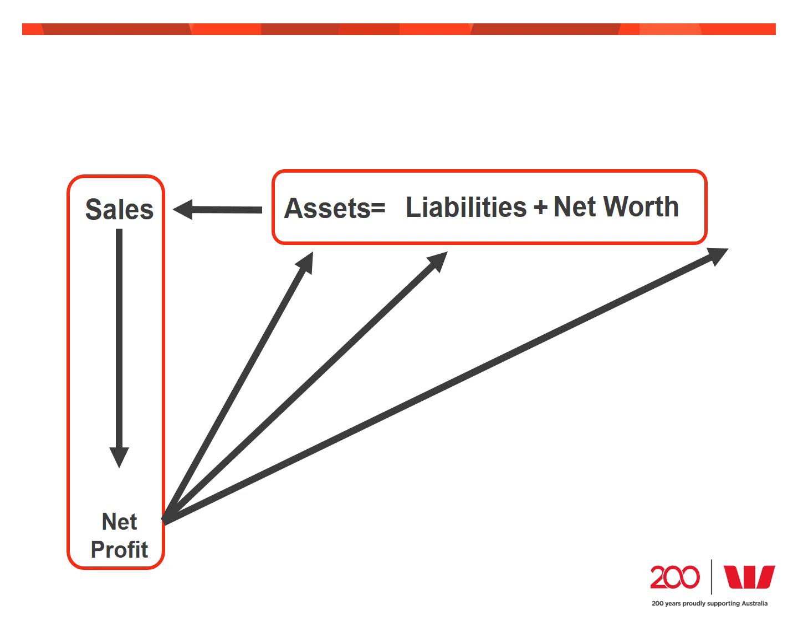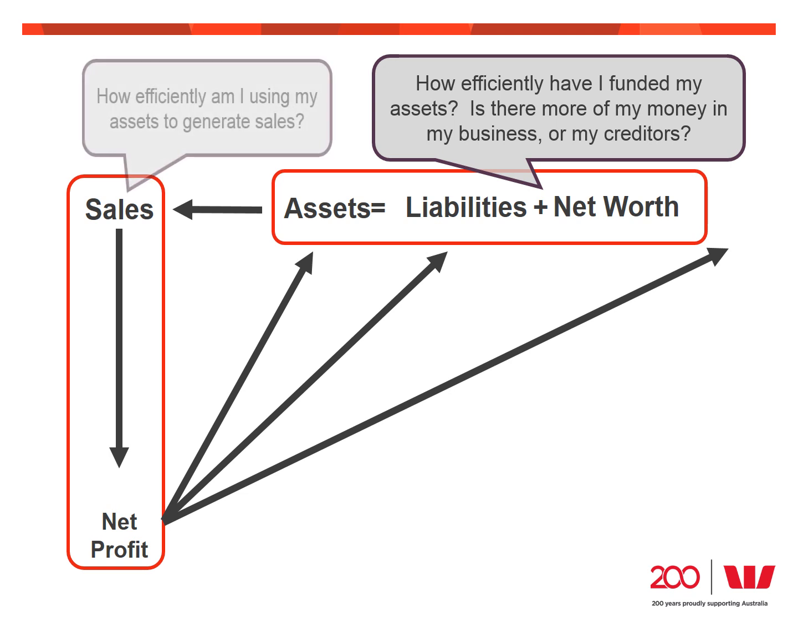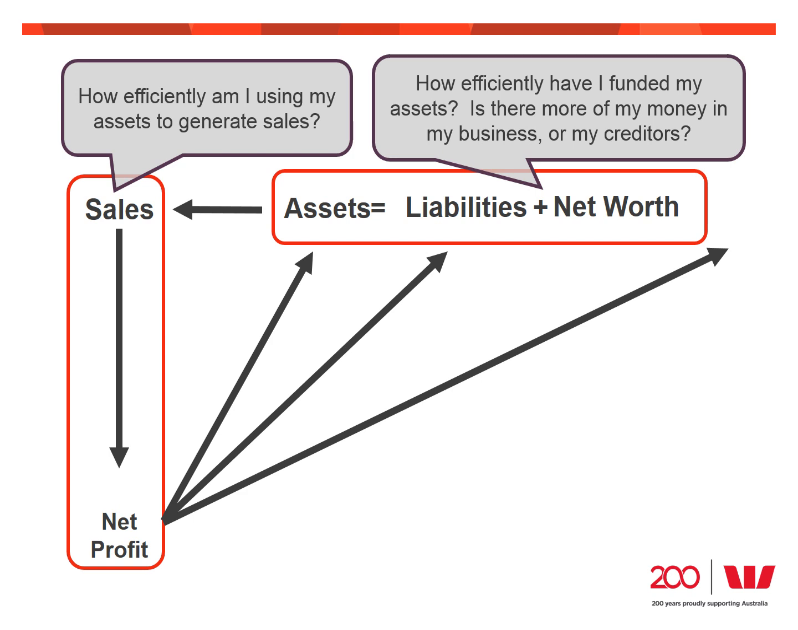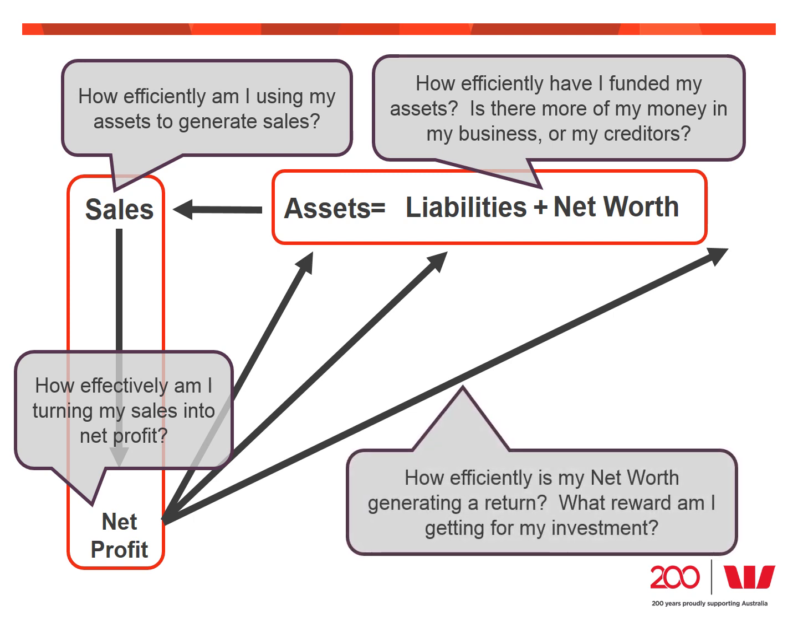So to measure how efficiently our financial operating cycle is turning over, we want to look at things like, how efficiently have I funded the assets? Is there more of my money invested in the business or my creditors? Then how efficiently am I using those assets in generating sales? How effectively am I turning those sales into a profit? And then finally, how does this stack up in terms of a return on the money that I have invested in the business?